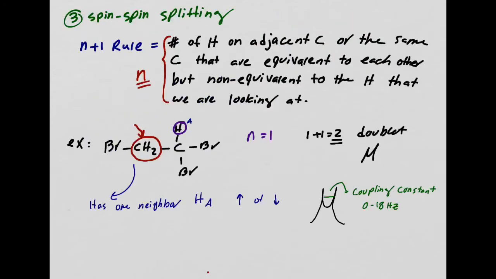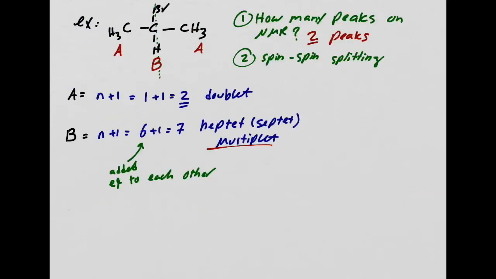Now I know I keep repeating that, because if you go back here, it's the number of hydrogens on an adjacent carbon or the same carbon that are equivalent to each other but non-equivalent to the hydrogen that we're looking at. So these hydrogens are not equivalent to the hydrogen we're looking at, but they are equivalent to each other. So it would be 6 plus 1, that would be a multiplet. We're going to have 2 peaks: one of them is going to be a doublet, and the other one is going to be a multiplet. When it's more than 5 or 6, we just call it a multiplet. Okay. Ready for the next one.